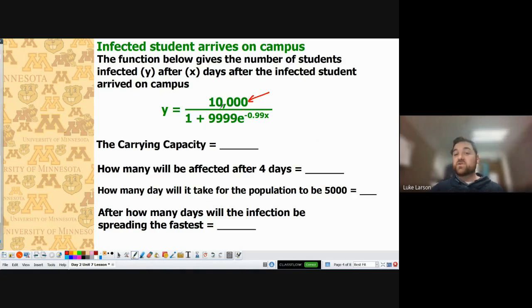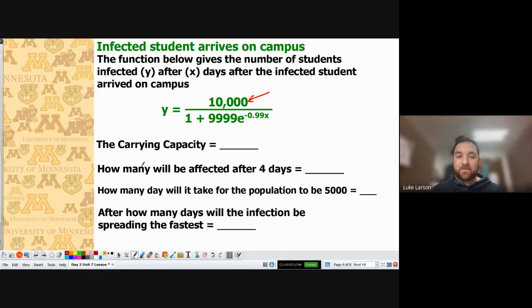Or maybe once you get to that value, so many kids have been infected that getting another person infected is a very low probability. So I can answer that without doing any math. What's the carrying capacity? The max number of students who can be infected is 10,000.